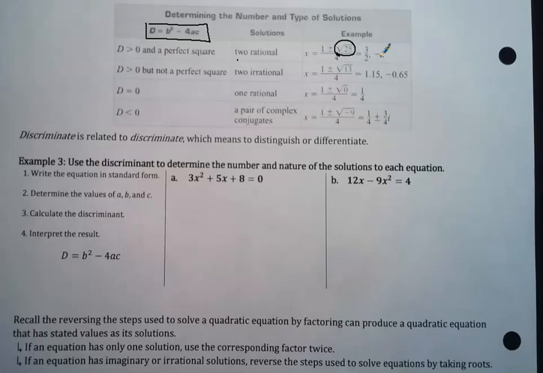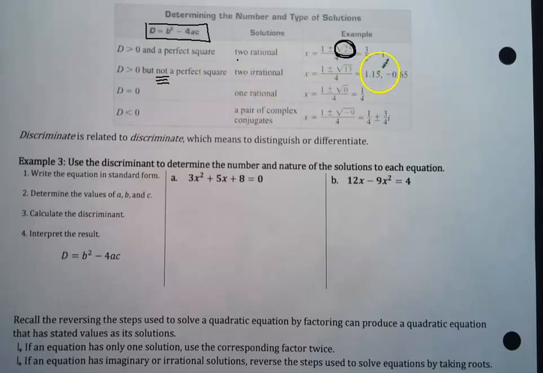But we're looking at the part that's under the radical. Okay, so it's greater than 0 and it's a perfect square because it was 25. So we have two rational answers, and the answers are 3 over 2 and -1. Okay, if D is greater than 0 but not a perfect square, we get two irrational answers.